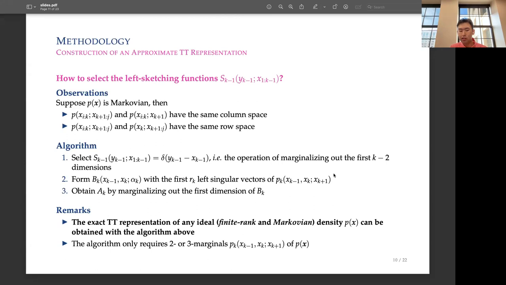This can be directly calculated from the definitions here and in the paper. I have the following remarks on the algorithm. The first is that this algorithm, although motivated by the finite rank and Markovian assumption, can actually obtain the exact tensor train representation of any ideal finite rank and Markovian density P, thanks to the theorem I presented before. Notably, this algorithm only requires two or three marginals p_k of this density P. This property turns out to be crucial for density estimation when we only have access to samples, as we will see later.